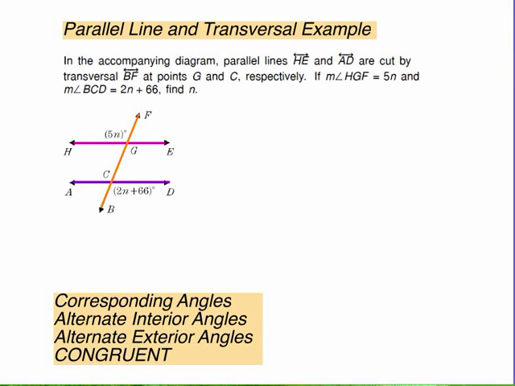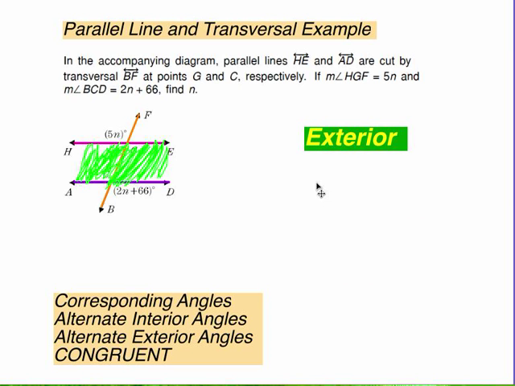First of all, I'm going to shade. If an angle is between these two parallel lines, I'm shading green. If the angle is between these two parallel lines, we call them interior. If not, they are exterior. Now we see that angle 5n is not in that shaded region, it's outside. Angle 5n is outside, and angle 2n plus 66 is also outside. So if they're outside, they're both exterior angles.